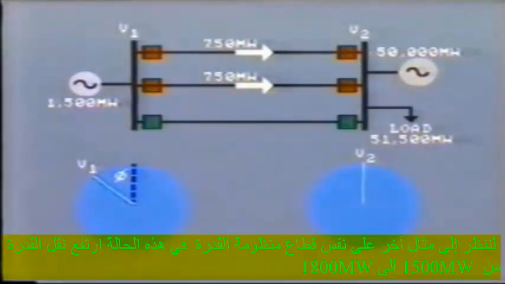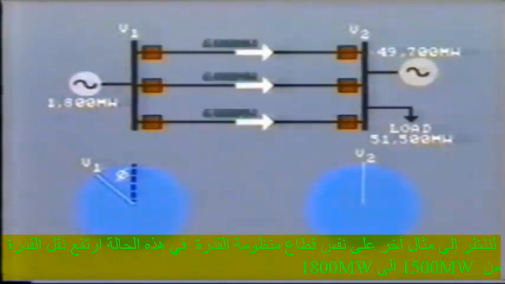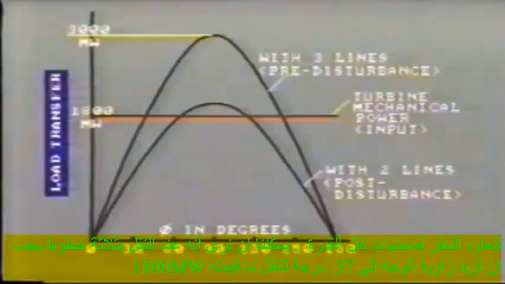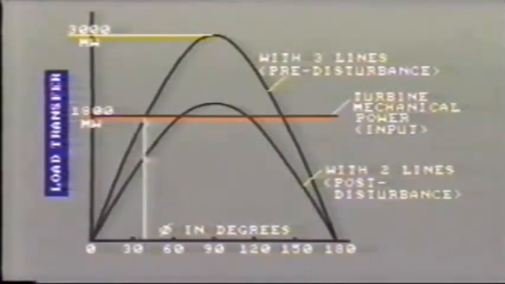Now let's look at another example on the same section of the power system. This time the load transfer has been increased from 1,500 megawatts to 1,800 megawatts. Now let's return to our load transfer curves. We can see that with 3 lines in service, the phase angle difference must be increased to about 37 degrees in order to transfer 1,800 megawatts.